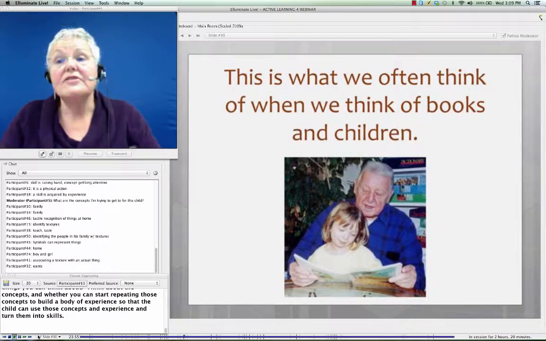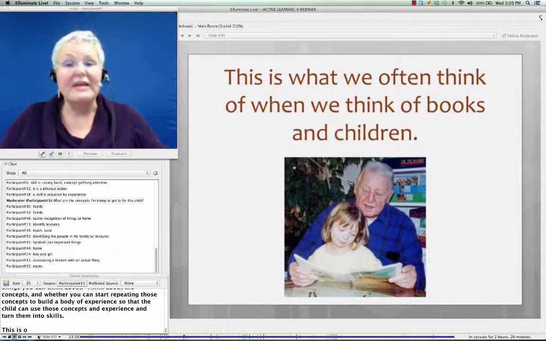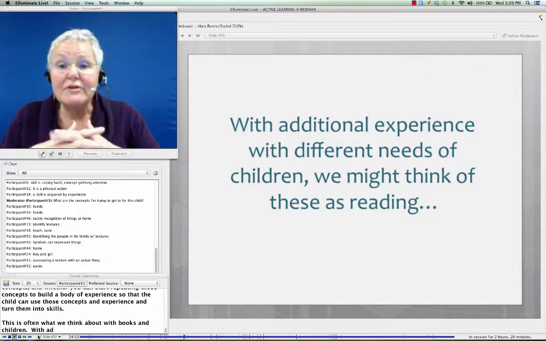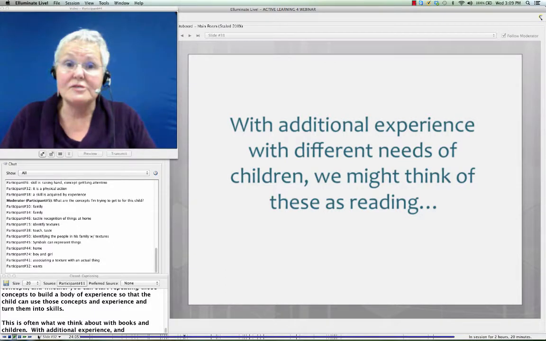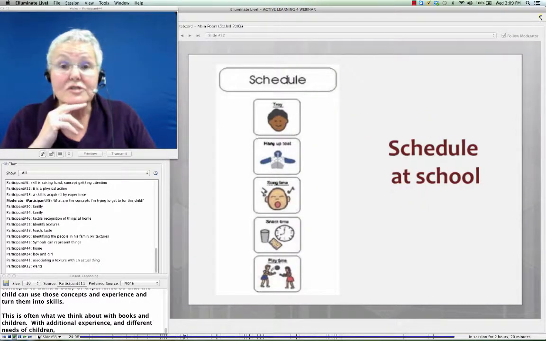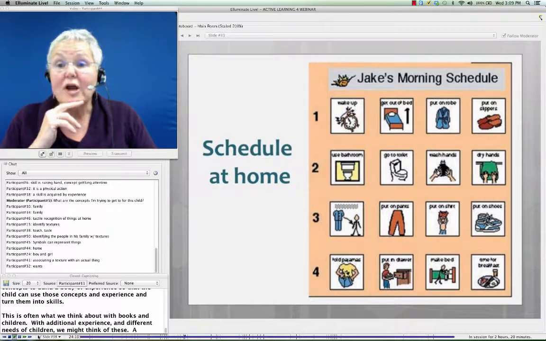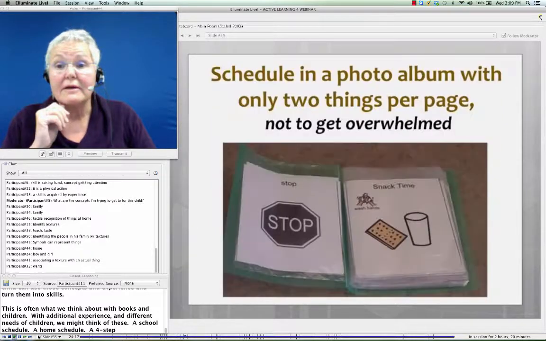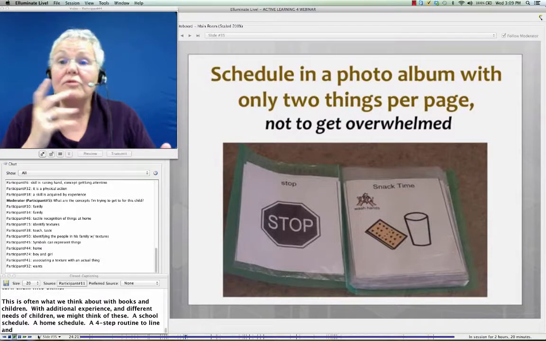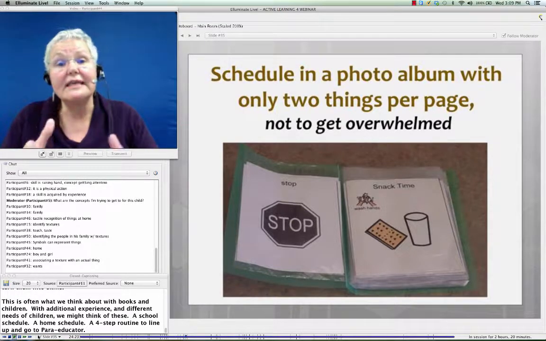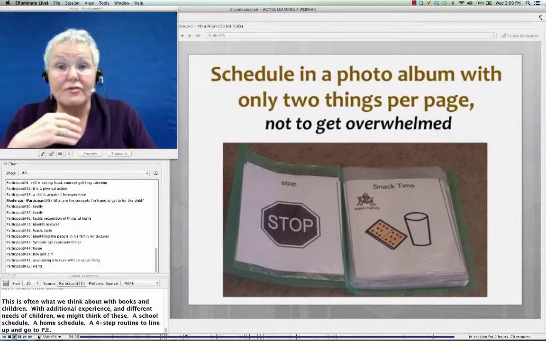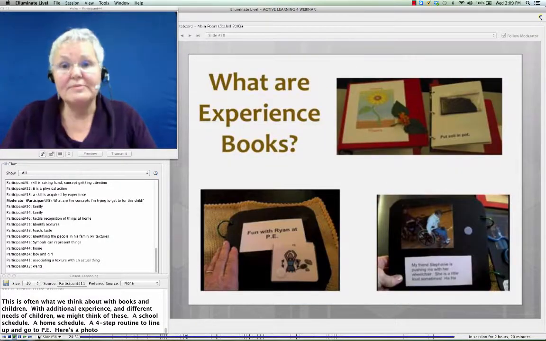So this is often what we think about when we think of books and children. With additional experience, with different needs of children, we might think of these as reading. Here's a schedule at school, a schedule at home, a 4-step routine schedule of lining up and going to PE, a schedule and a photo album with only 2 things per page so that the child doesn't get overwhelmed with too many things. It might be too cluttered for him. Too many choices.